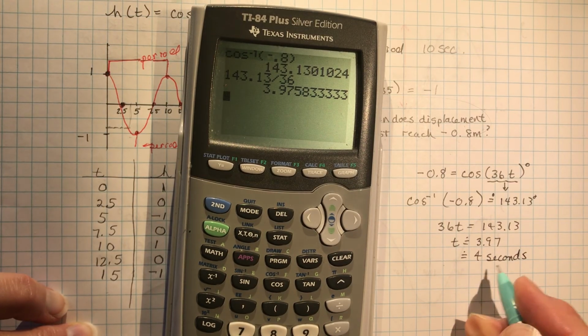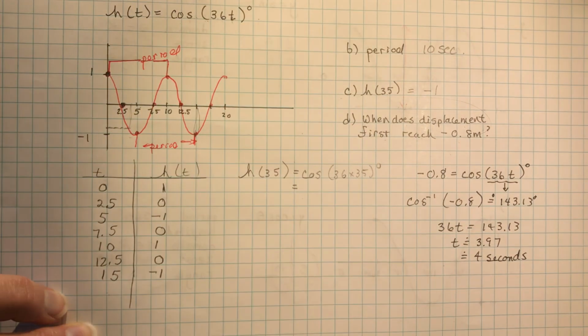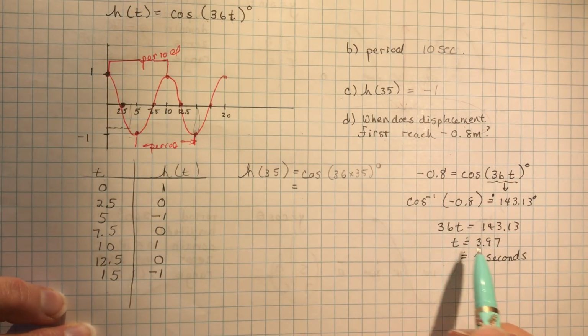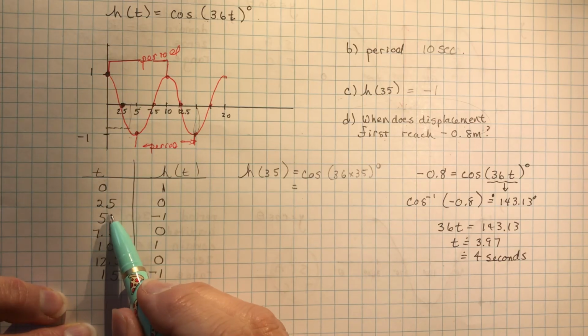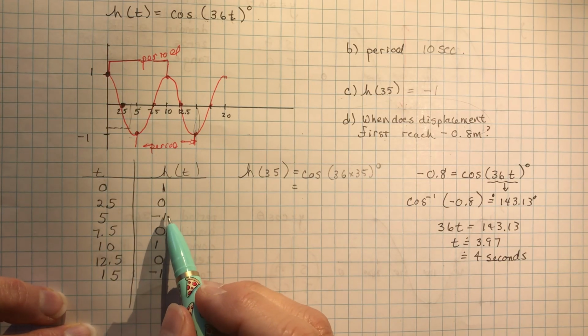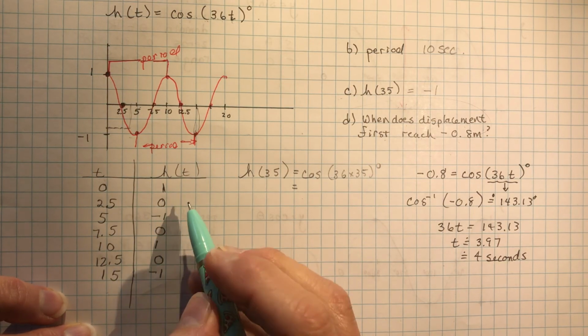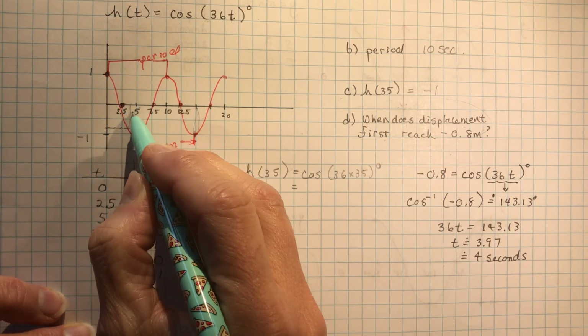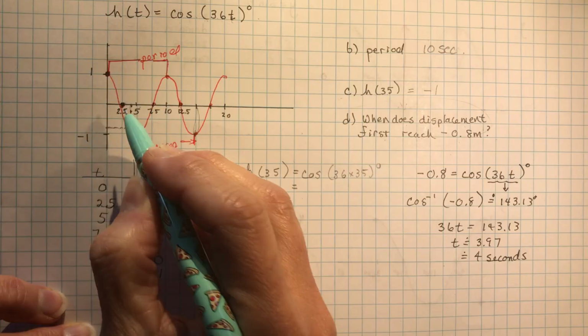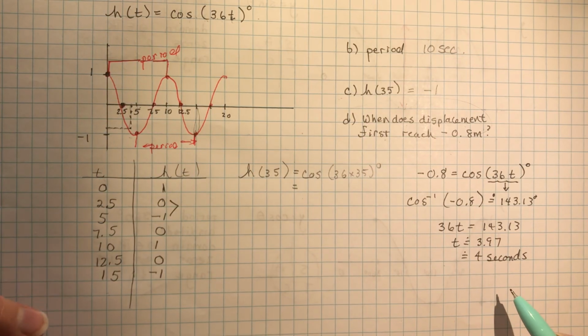So once you've done a calculation like that, you want to go back and just look at your graph to see if that makes sense. Well, you could even look at your table of values. So minus 0.8 is between here and here. And we also said it was going to be approximately between here. So that makes good sense that 4 seconds is a proper solution.